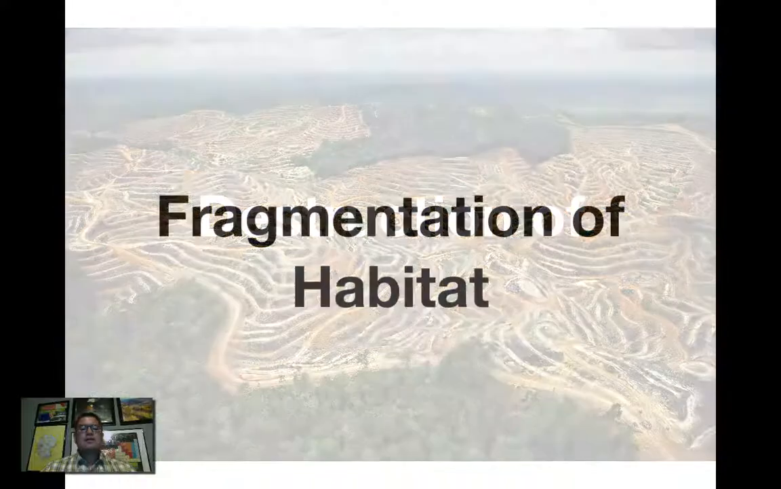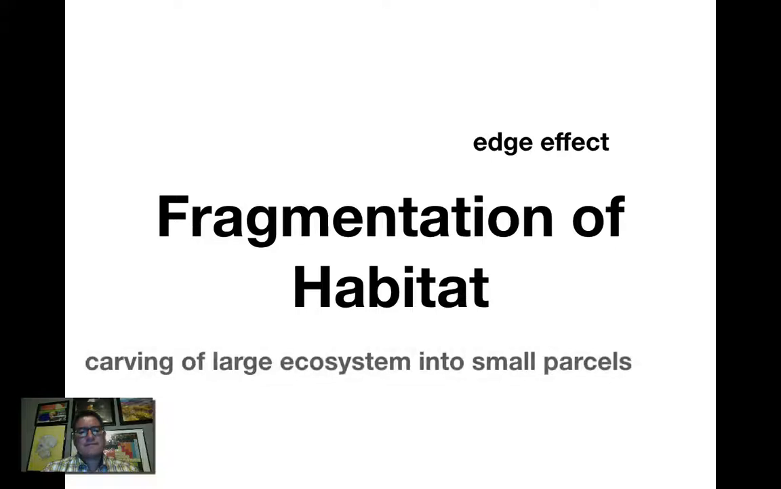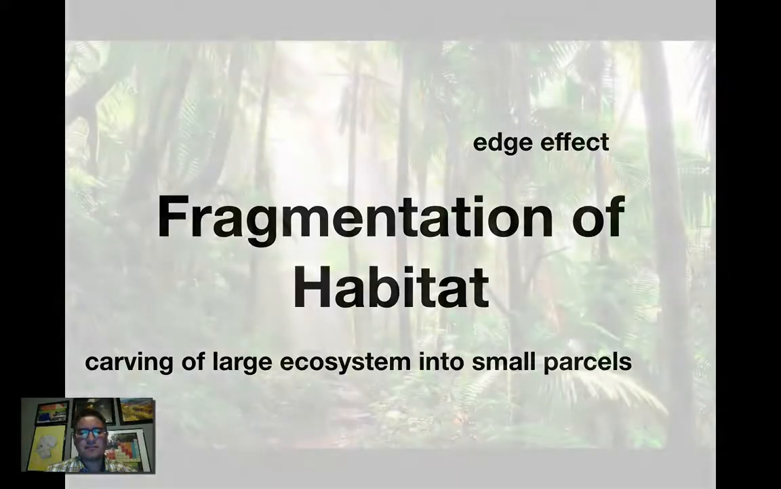Okay? So fragmentation of habitat. What is that? There's an edge effect that takes place in fragmenting our habitat. What we end up doing is that we have these large ecosystems, and we carve these large ecosystems into smaller ones. Hence the word fragmentation of habitat. So we're fragmenting, we're breaking up into pieces, large ecosystems, and in doing so, we cause what's called edge effect.